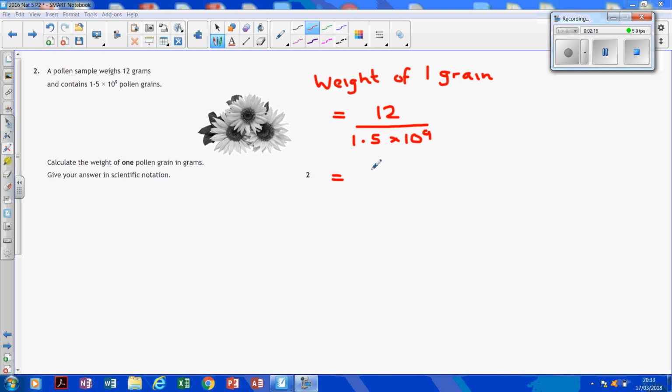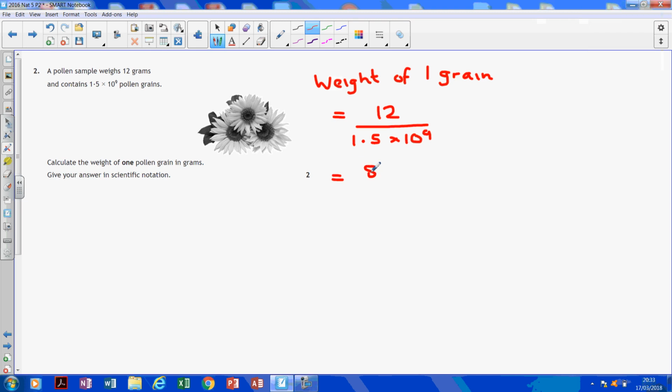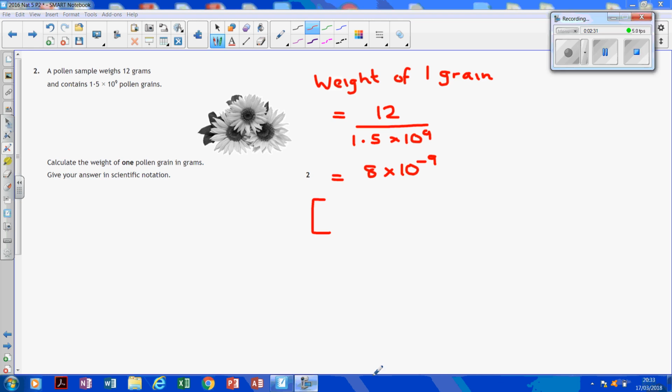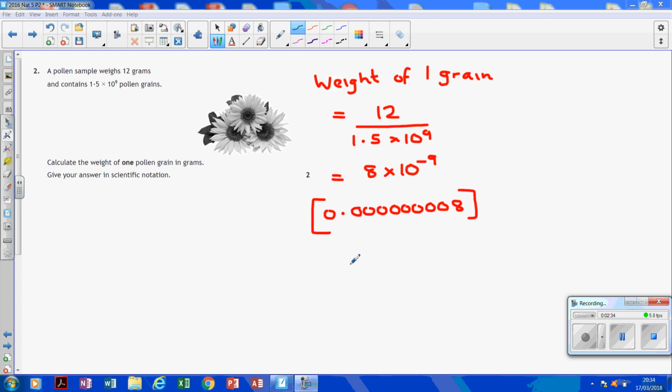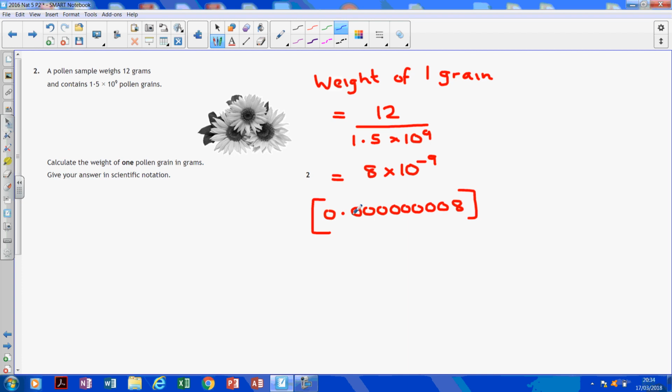Now the answer to this turns out to be 8 times 10 to the power of minus 9. Now, your calculator might not give you it in scientific notation. If it doesn't, then you have to change it to scientific notation. Calculator might give you that number, so to change that to scientific notation, we have to move the decimal point until we get a number between 1 and 10. So 1, 2, 3, 4, 5, 6, 7, 8, 9. So the number between 1 and 10 is 8. And we've moved the decimal point 9 places, but it's a small number, so it's minus 9.